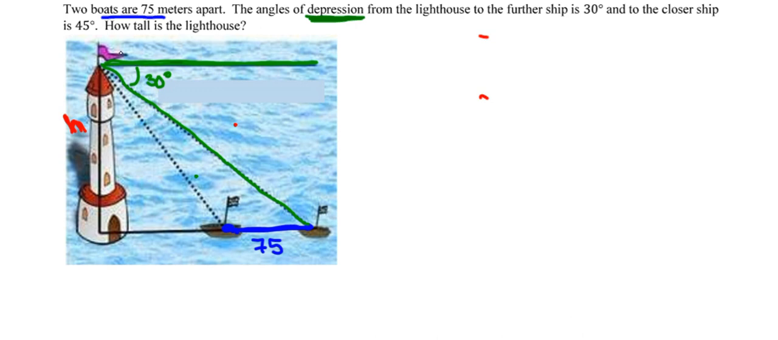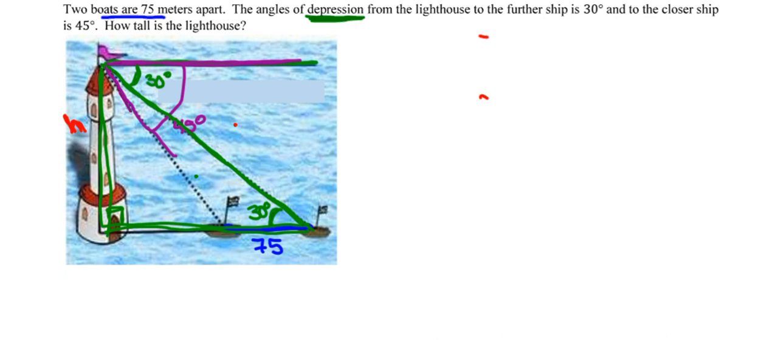And to the closer ship, again, I have to start with the horizontal. Looking down, that angle is 45 degrees. So if I look at the picture now, I've got what I'm going to call the green triangle, and I don't know the measures of any of the angles except the right angle in that green triangle, but I do know that this angle of depression up here measures 30, and if I follow that transversal down to find its alternate interior angle, I know it has to be 30 as well.